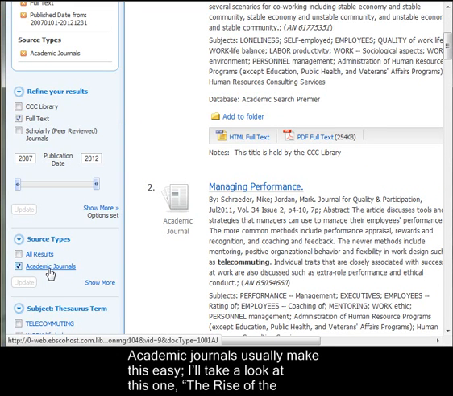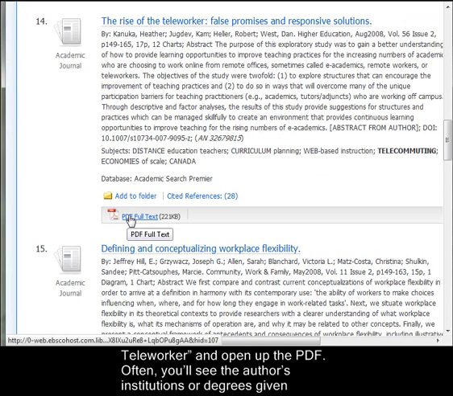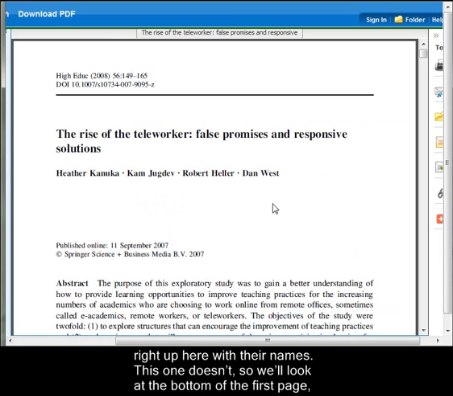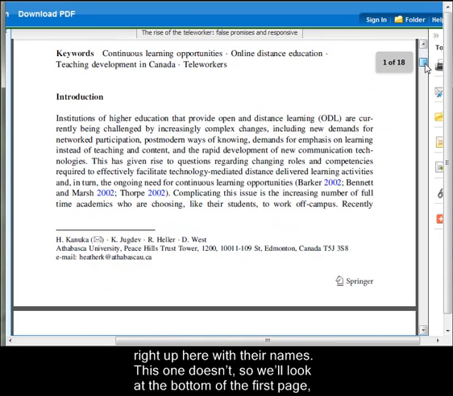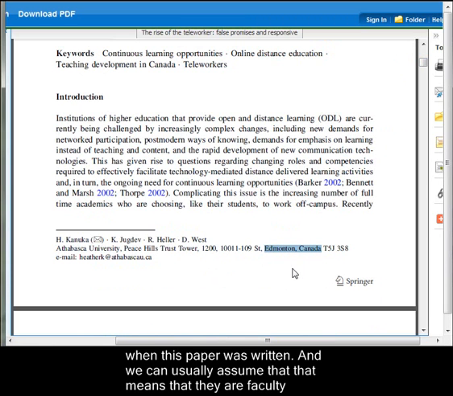Academic journals usually make this easy. I'll take a look at this one, The Rise of the Teleworker, and open the PDF. Often, you'll see the author's institutions or degrees given right up here with their names. This one doesn't. So we'll look at the bottom of the first page, and it tells us that all of these authors were at Athabasca University in Edmonton, Canada, when this paper was written.